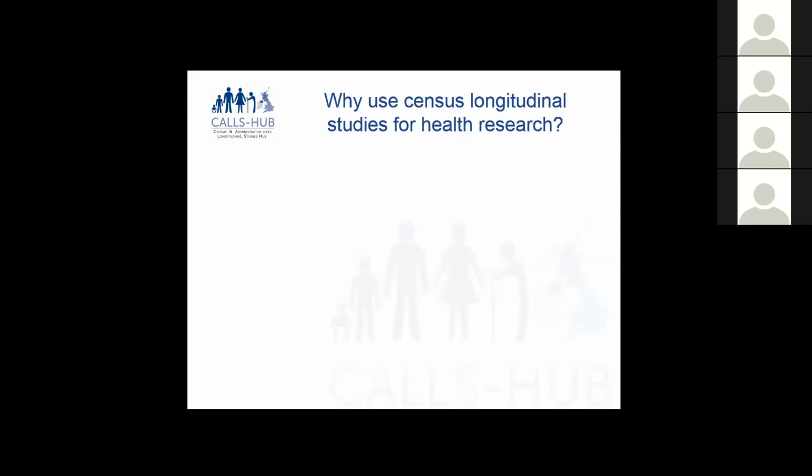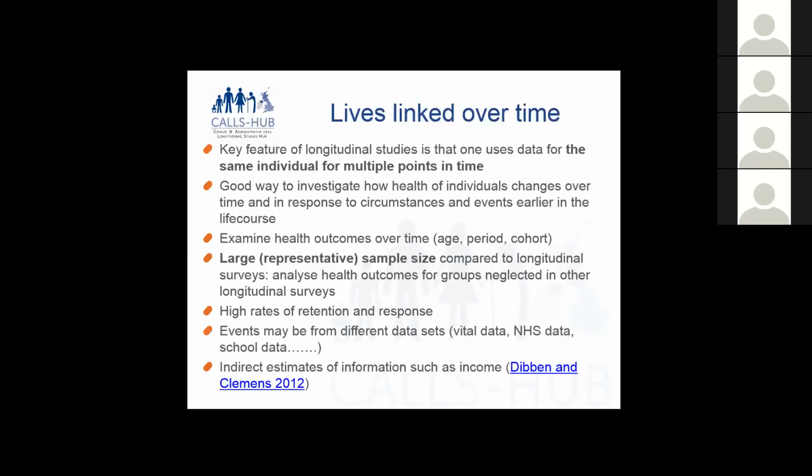So why are the census longitudinal studies a really valuable resource for health research? I think a key feature of this really is the longitudinal aspect. So we have data for the same individuals for multiple points in time. So it's a great way to investigate how the health of individuals changes over time, and perhaps in response to circumstances or events that occurred earlier in the life course. And this type of longitudinal data allows us to do some quite sophisticated things in terms of looking at how health transitions vary across periods and across cohorts, for example.